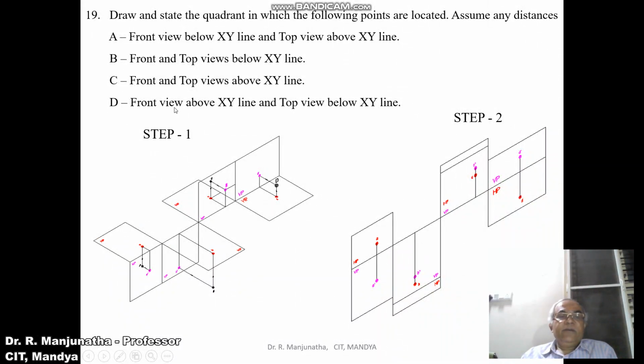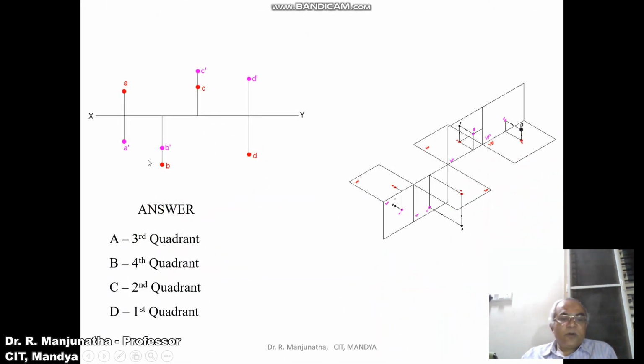Capital D, front view above XY line and top view below XY line. So this has to be in the first quadrant, because the front view is already above XY line, and when you look from the top, the image of the point D will rest on HP. So when HP is rotated down, the top view will become below XY line. So the front view is above XY line and the top view is below XY line. So this will be lying in the first quadrant. So this is D dash and this is D. Now we will solve this problem in the sketchbook.